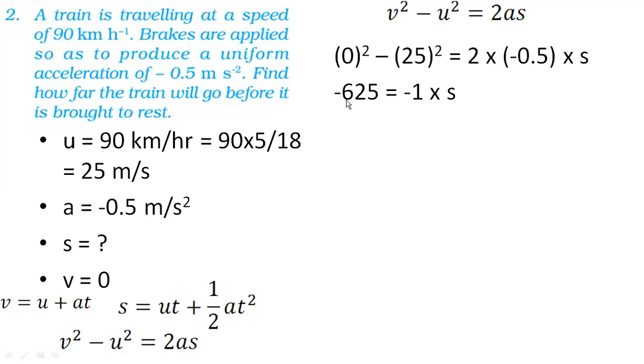Now I can cancel out this minus signs. So it will become what? Minus, I have cancelled this particular one. Now minus I can cancel. So it will become what? Positive. So s is equal to what? 625. Okay. So all the students have received this answer 625. So that is almost correct. And the unit would be what? Meters. S, because this is distance. So unit would be 625 meters. So that is our final answer.